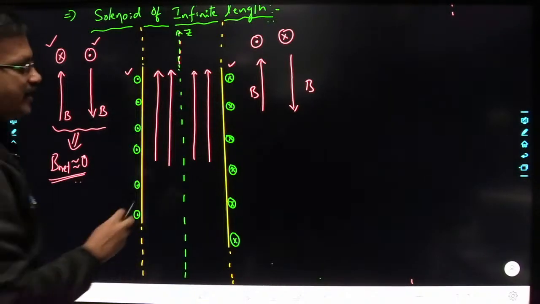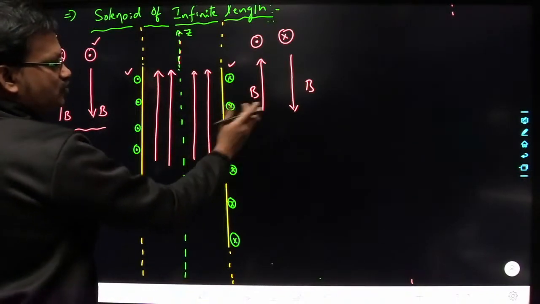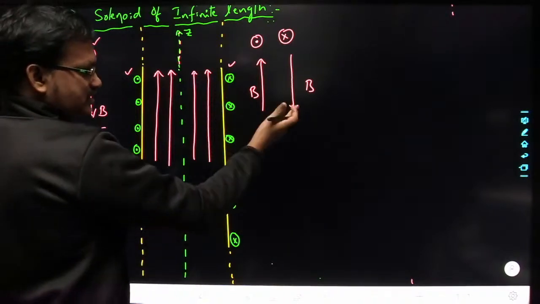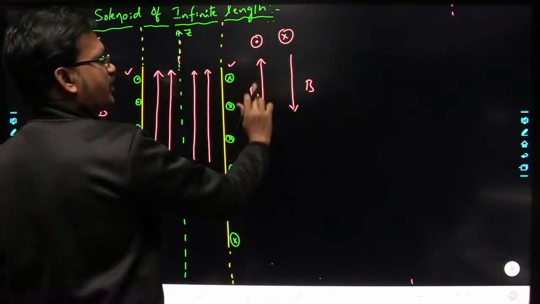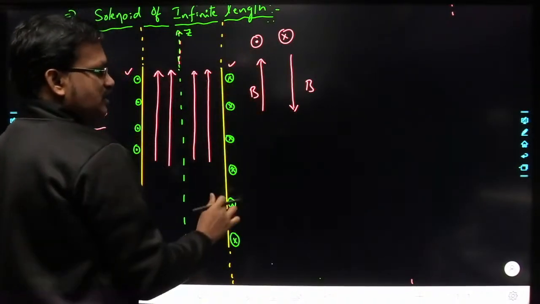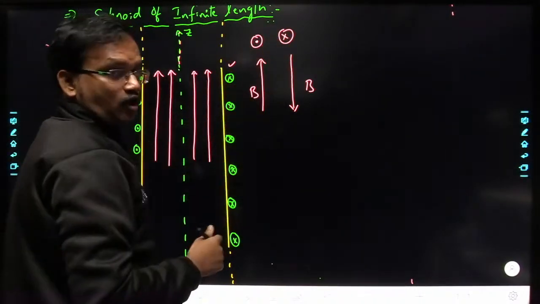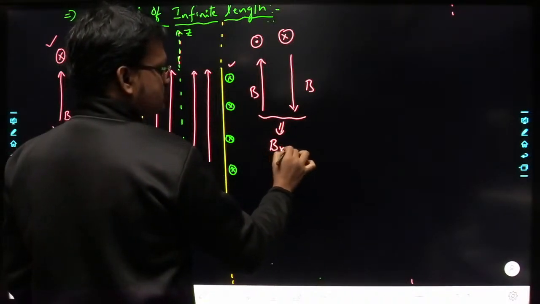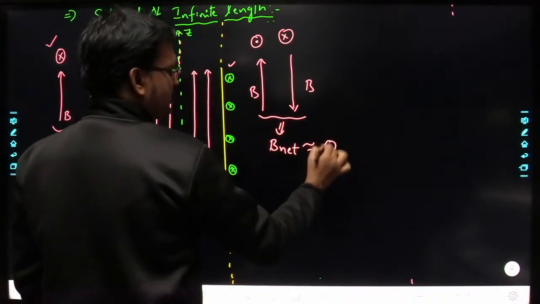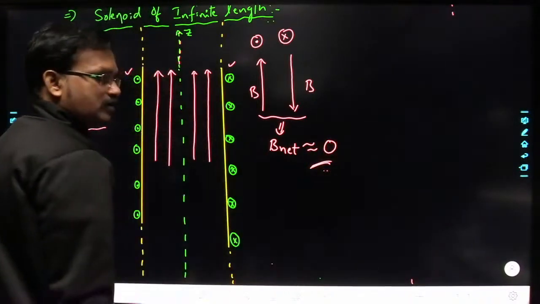Understood? Next, to the right of the solenoid here, the same scenario, yes or no? Here the B field due to these current elements is pointing in the upward direction. Due to these current elements, the B field is pointing in the downward direction. So the net magnetic field outside the solenoid will be approximately equal to 0.